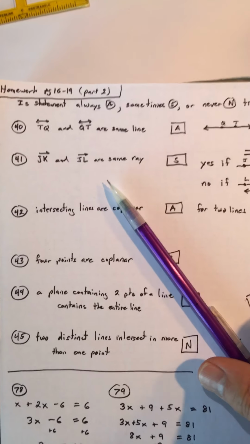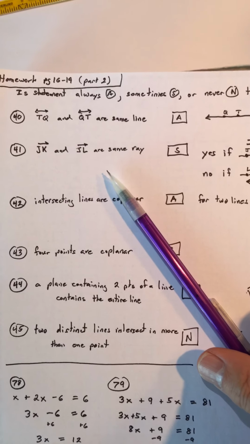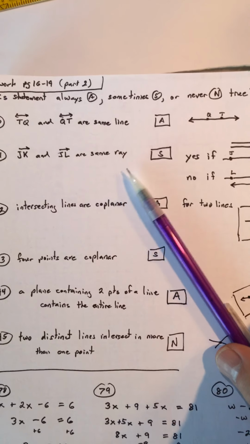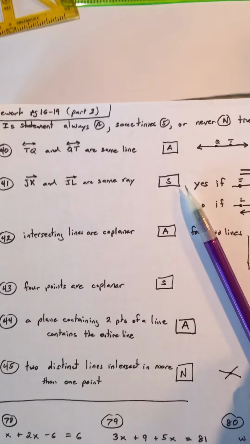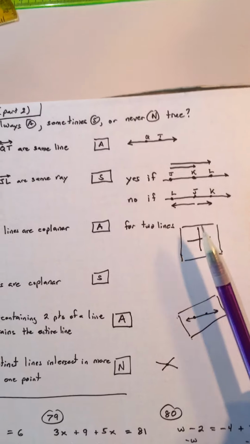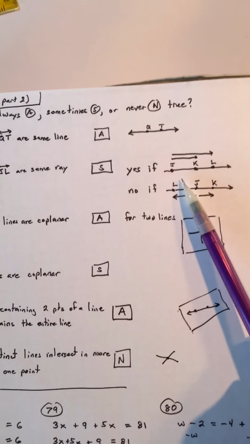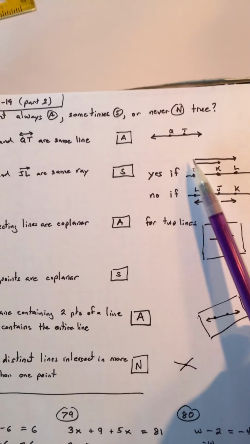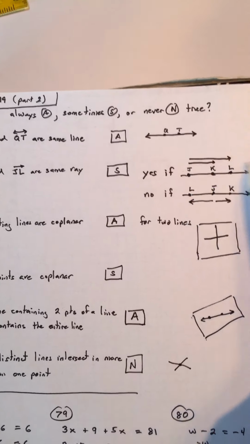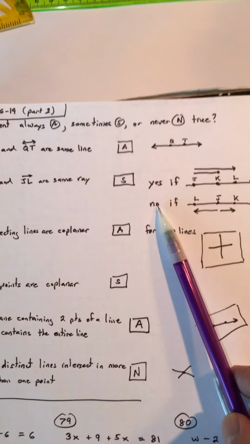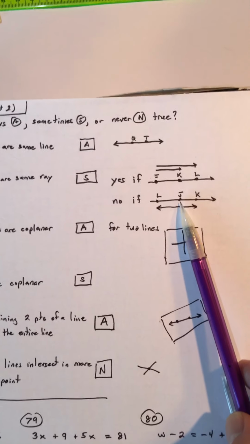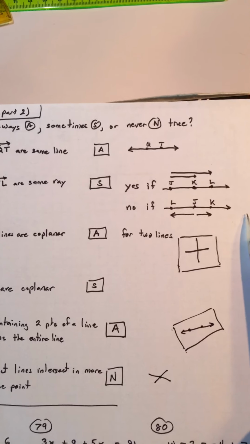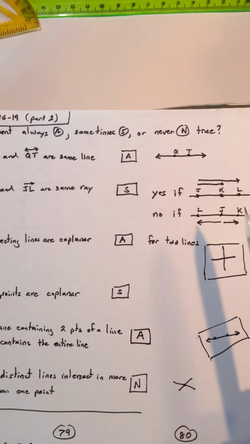Number 41, JK and JL, they're both rays, are they the same ray? And that answer is S, sometimes. It's true if J is the endpoint and K and L are in the same direction, then JK and JL are the same ray because they're going out infinitely. However, it's not true if J is in the middle point. Then JL goes in one direction and JK goes in the opposite direction. So they're opposite rays. They're not the same ray.